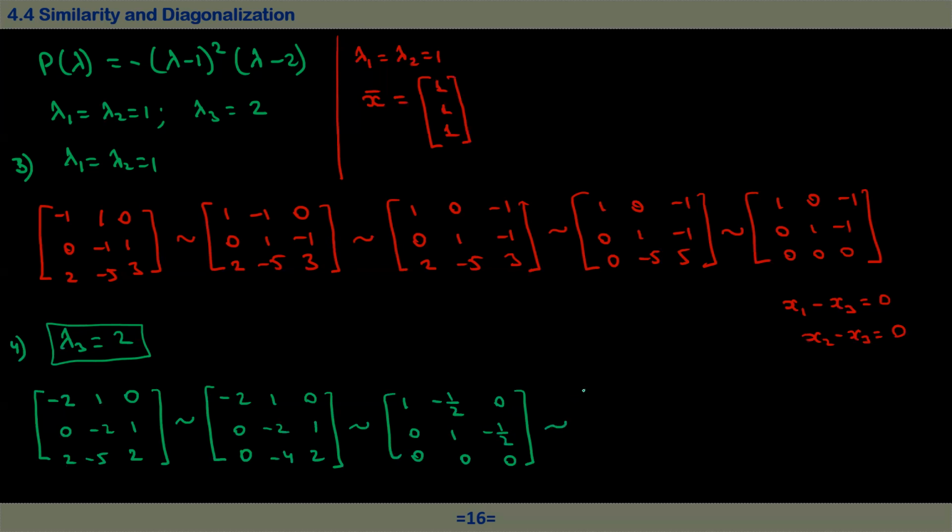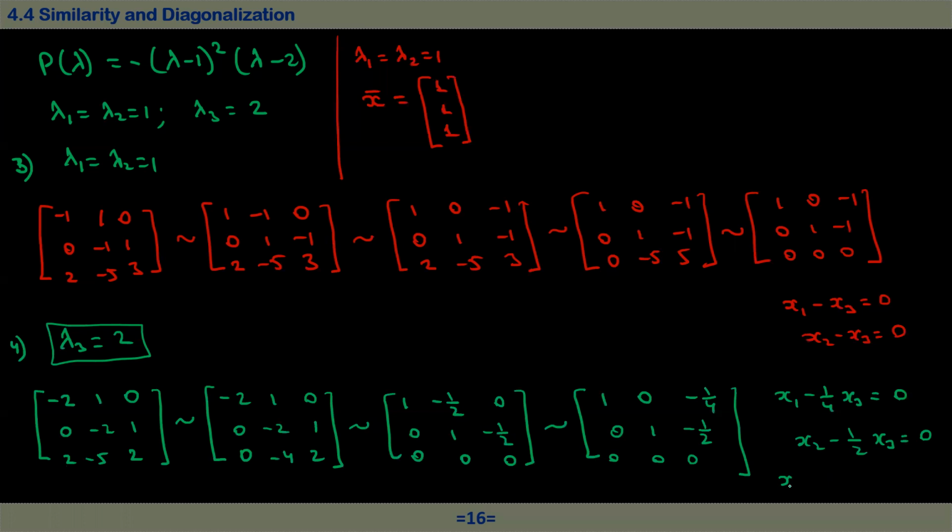Or one more. Let me just write here. Multiply the second row by half and add here. So here we have 1, 0, multiply by half. So it is minus 1 over 4. 0, 1, minus 1 over 2, 0, 0, 0. So what we have here? Here we have x1 minus 1 over 4 x3 equal to 0. And x2 minus 1 over 2 x3 equal to 0.